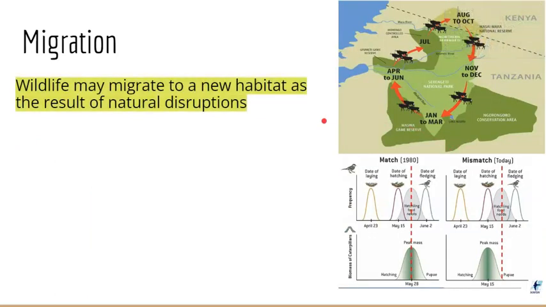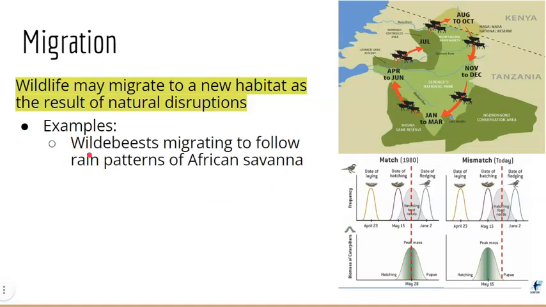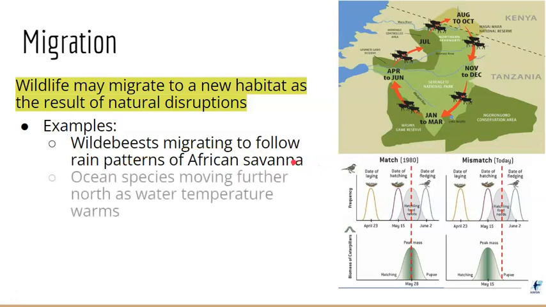All right, so migration. Migration happens naturally, sometimes because of habitat disruption or ecosystem or environmental disruptions, but sometimes it's just because they migrate for weather, or climate can change. Examples are wildebeest migrating to follow rain patterns of the African savanna. Another is ocean species moving further north as water temperature warms. So if this is patterned and expected, then they're going to go back and forth through similar areas.